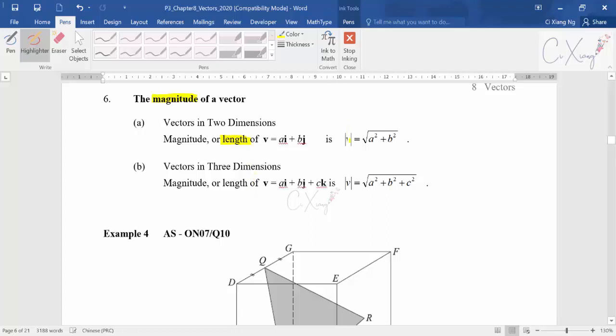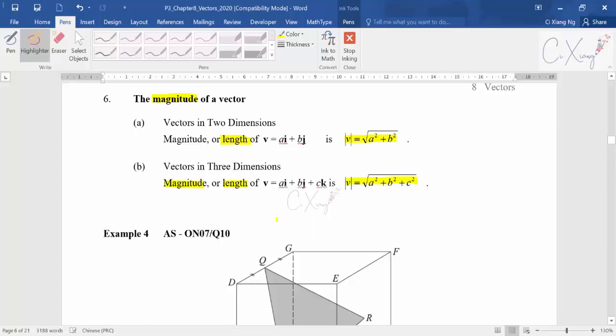All right, so the formula is very simple. You learned it before actually. When you have a point, a coordinate, how are you going to find the distance from the origin to the coordinate? Generally you have a square plus b square, then square root. For three dimensions the same thing happens: you have a square plus b square plus c square, and then square root. So this is the formula for the magnitude or length of a vector.